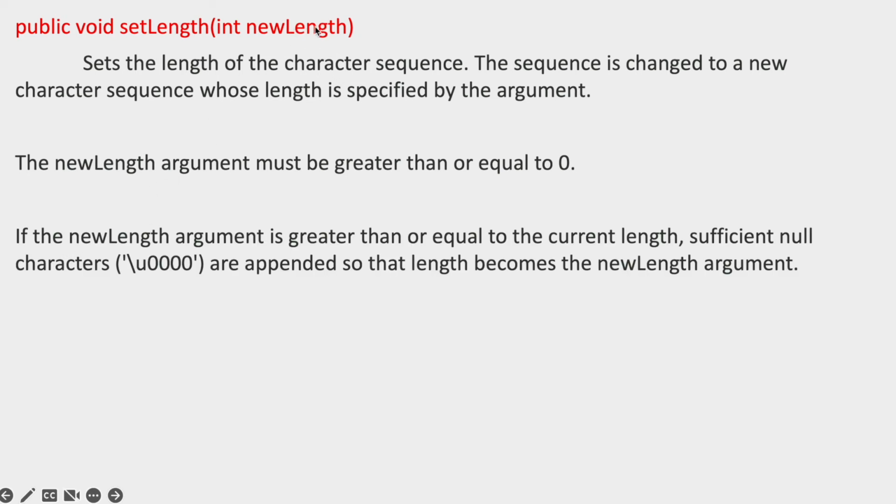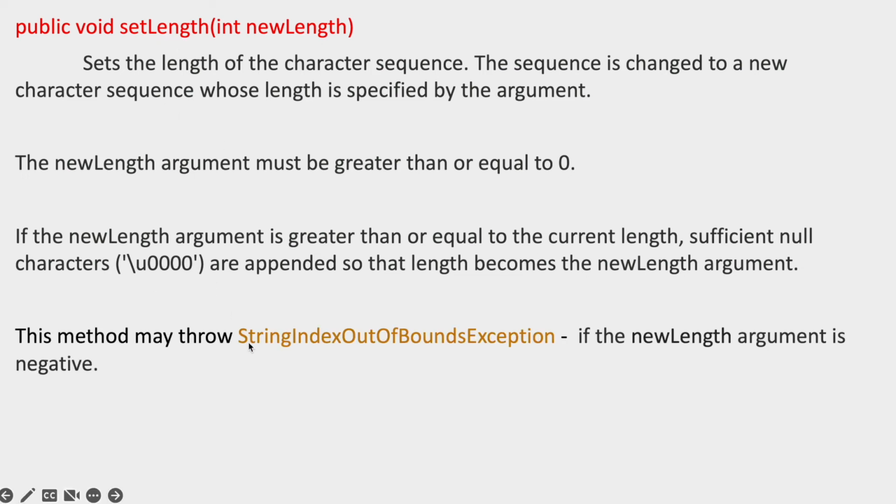If the new length argument is greater than the current length, that means if the string buffer object has 5 characters and we try to set the length to 7 characters, then the remaining 2 characters to reach this new length will be filled with null characters. This method may throw an index out of bounds exception if the new length argument is negative.